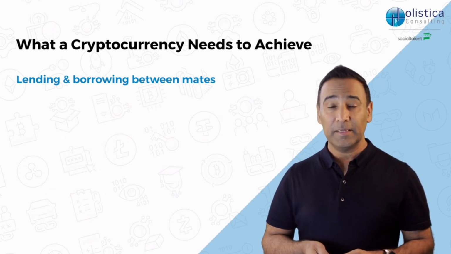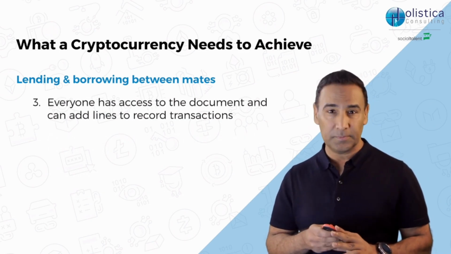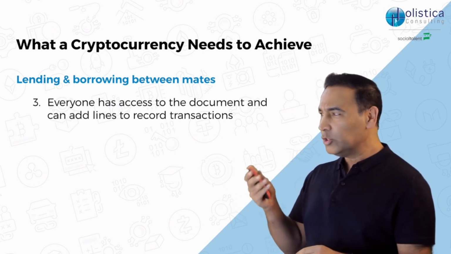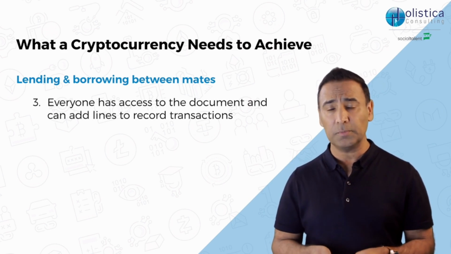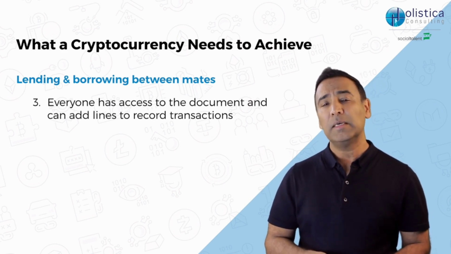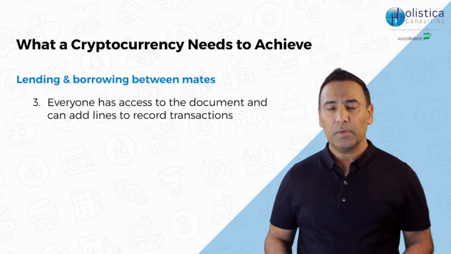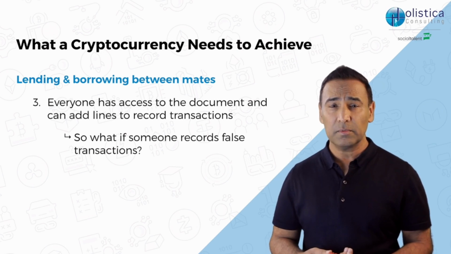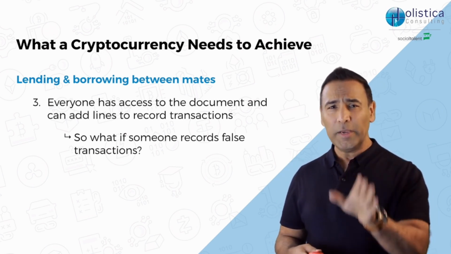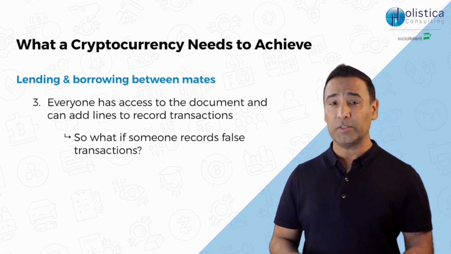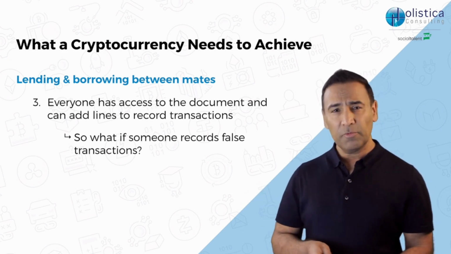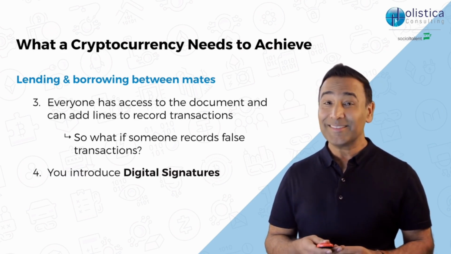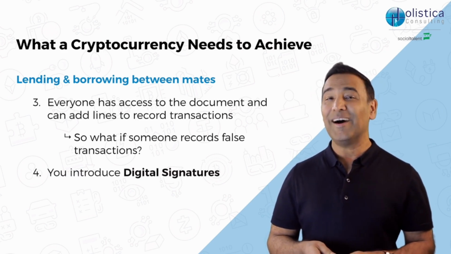Let's go further. So you now all have access to the document, and you can add lines into and record any new transactions on the document. So that's cool. But then we hit our first stumbling block. Well, what's to stop someone from recording false transactions onto that online document? So you decide that the way to prevent anyone recording a false transaction is to have some form of verification. Well, that makes sense. So you introduce digital signatures.